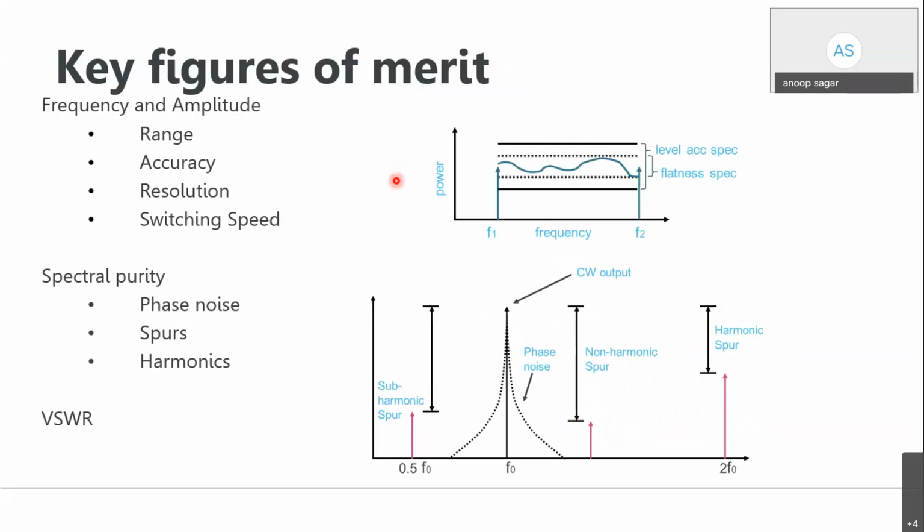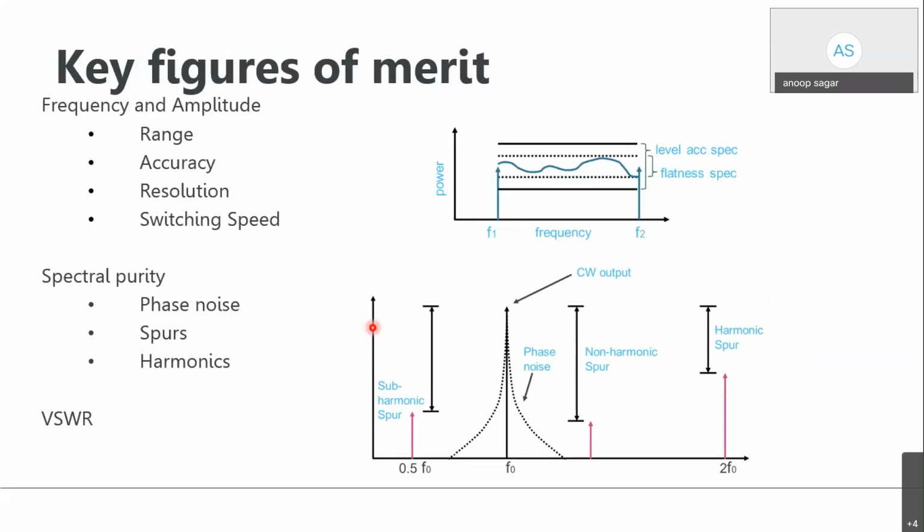And this slide gives you all the key figures or specification values for a signal generator. In a signal generator, you have to consider frequency range, amplitude accuracy, frequency accuracy, resolution, and the switching speed. Apart from this, you have to consider the spectral purity, how pure my signal generator signal is. You can check with the specification like phase noise, spur, or harmonic. So spectral purity is a very critical parameter when selecting a signal generator and VSWR for the overall system.